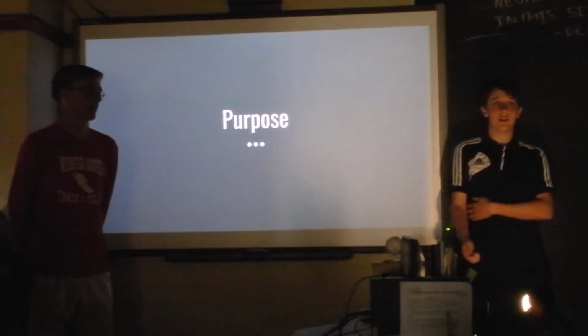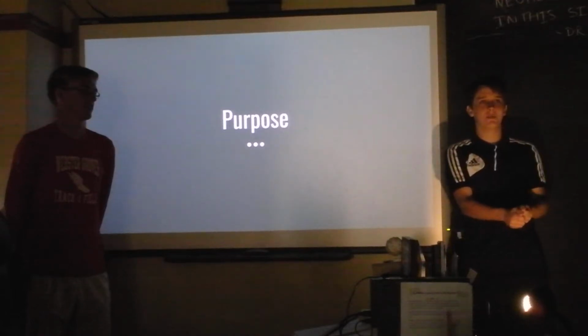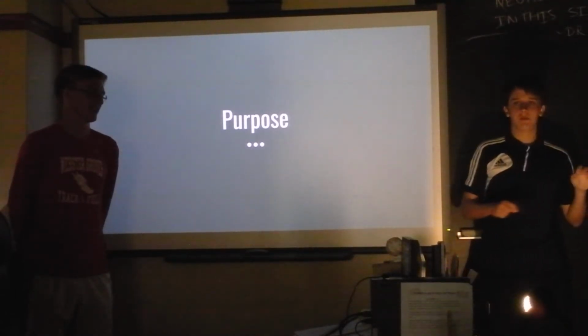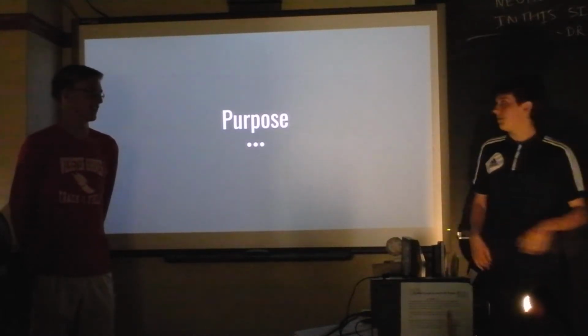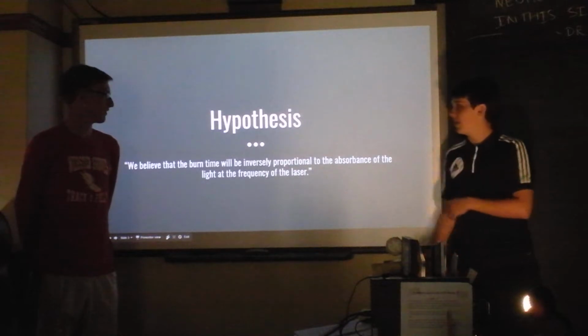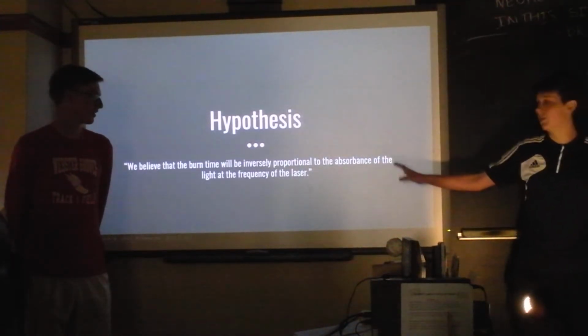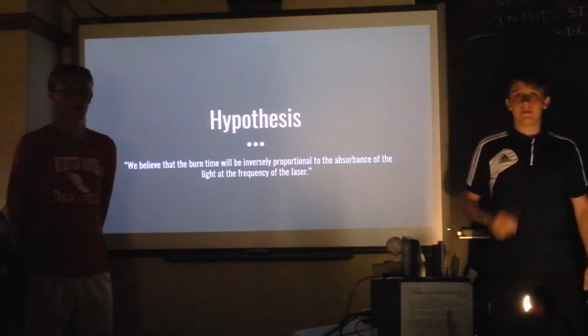So basically, in our lab, we took different colors of construction paper and burned them using Harry's illegal 10-watt laser pointer. And we measured the different burn times for each color. So we hypothesized that the burn time would be inversely proportional with the absorbance of the light at the frequency of the laser. What? Can you define burn time, please?